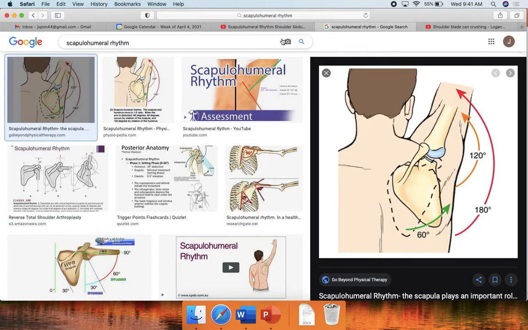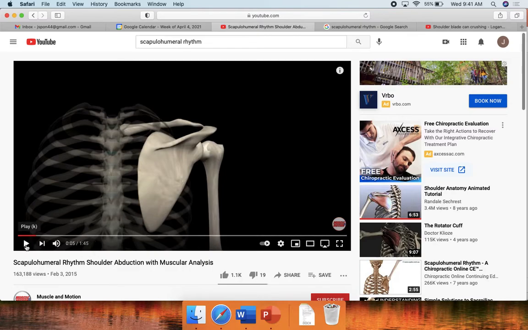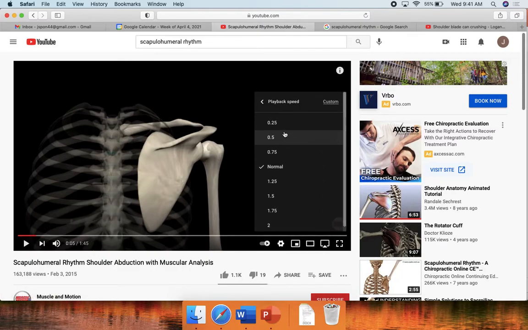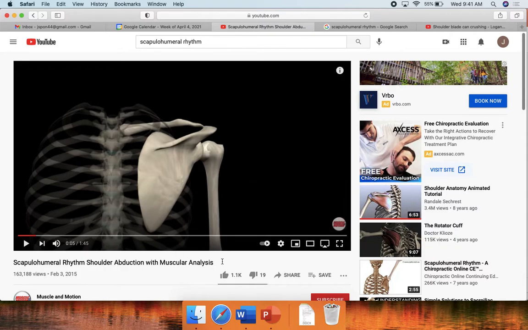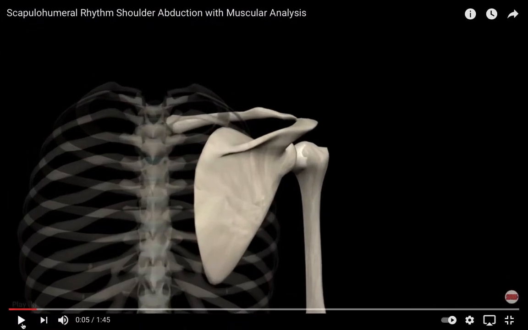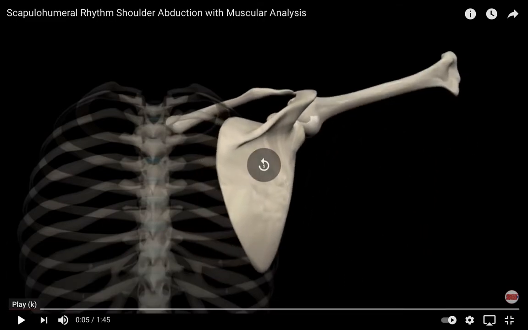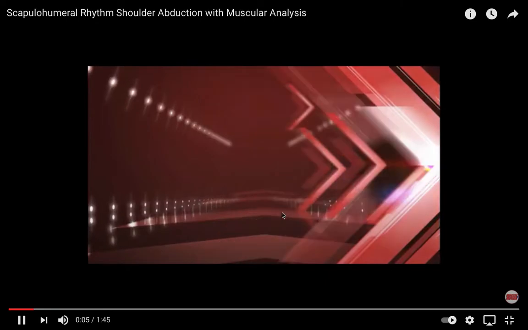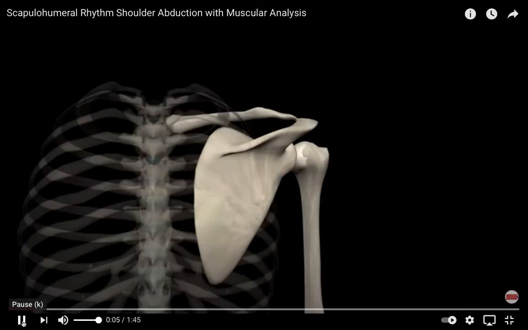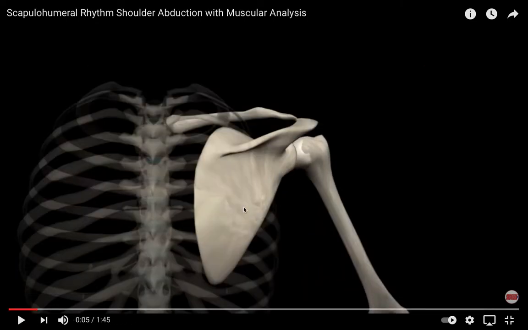I went and found a video, so you can also see this a little bit. I'll slow this down so we can watch it a little more clearly, hopefully. So again, let me back up even just a little bit. And I'll try to pause it as we go through. So those first 30 degrees, you can notice that the scapula didn't move. All of the motion occurred here at the glenohumeral joint. So just that humerus moving.